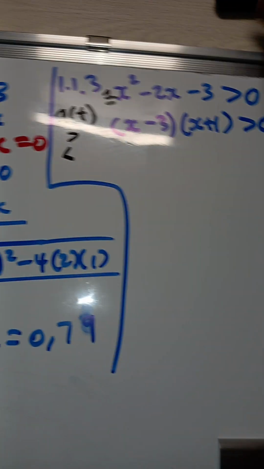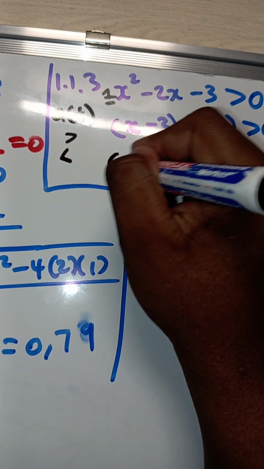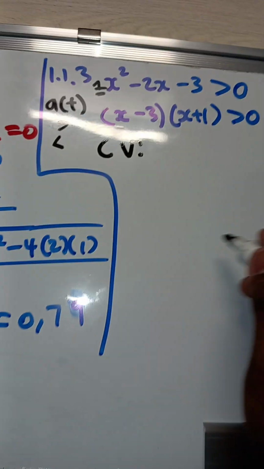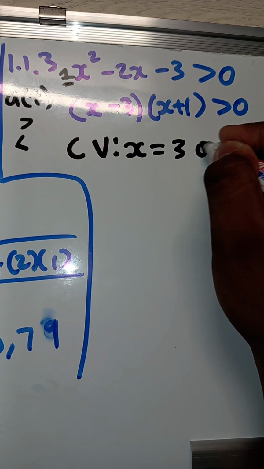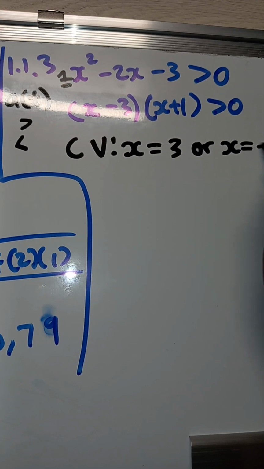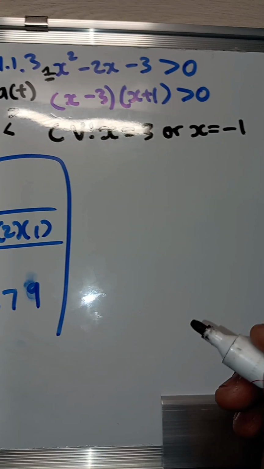Critical values. I'm going to use a different marker. You must say critical values, then you do this dot. Then you must say what? x equals 3 or x equals -1. Very, very important part there. Can you see what I'm talking about?